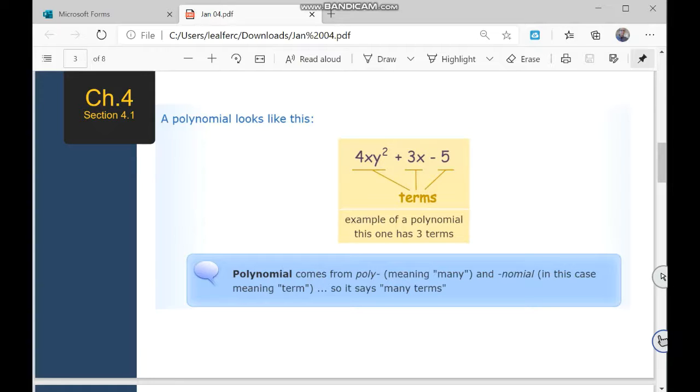We have one term, which is this one, 4x times y squared. Another term is this one, 3x, and another term is this one, negative 5. So if you put together a bunch of terms, you have a polynomial.